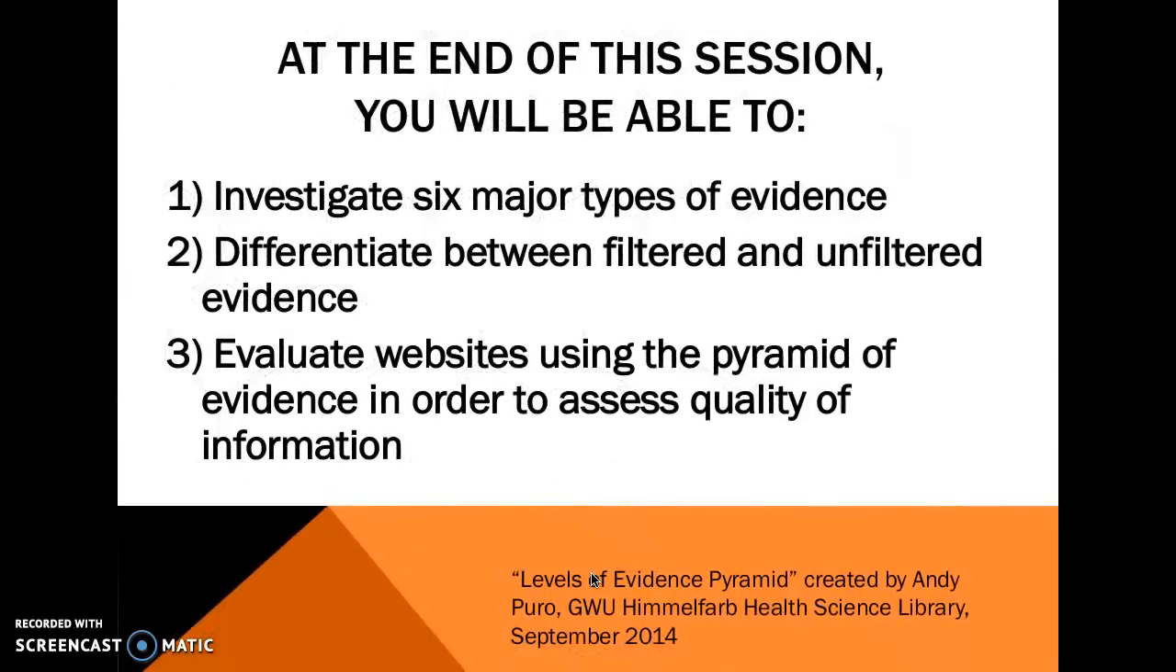At the end of this session, you will be able to, first, investigate 6 major types of evidence. Second, differentiate between filtered and unfiltered evidence. And finally, evaluate websites using the pyramid of evidence in order to assess the quality of information within those websites. The graphic of the pyramid is called Levels of Evidence Pyramid, created by Andy Puro, who is located at GWU Himmelfarb Health Science Library, and the graphic was created in September of 2014.